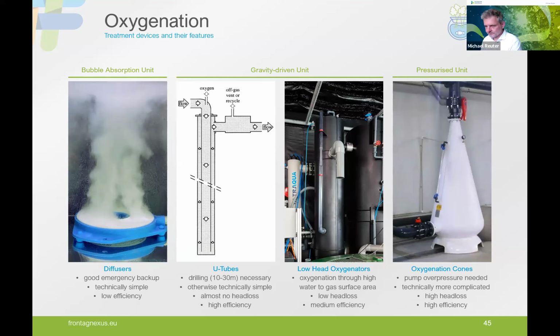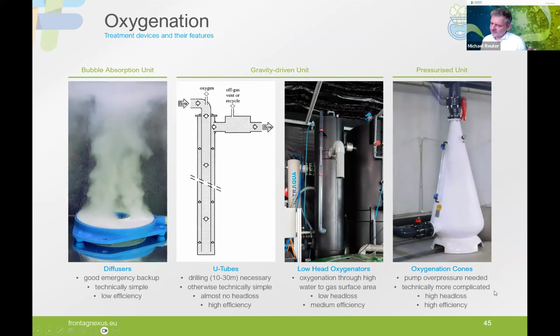the U-tube. And then we have pressurized units that produce a pressurized chamber with a pump overpressure that produces the pressure inside of the device. That is quite energy heavy, so we use the pump energy to produce this constant pressure inside of a chamber. That's why these devices have quite a high head loss, but they also have a high efficiency.